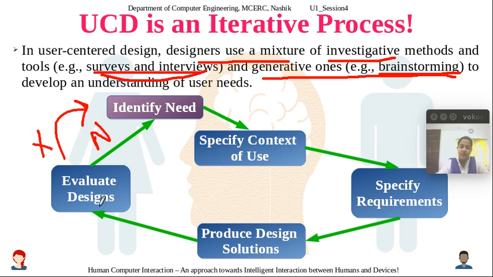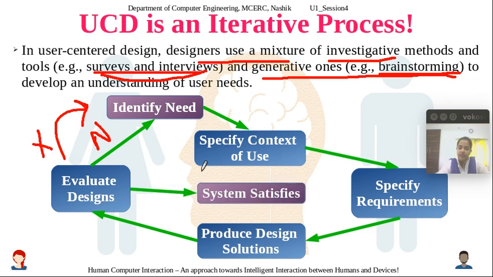But what if your design is correct, which is actually what is expected by the user? Then there is nothing more to do. The last step is that the system satisfies, your system is correct, it is correctly working for your user. Yes or no? This is the flow of user-centered design.